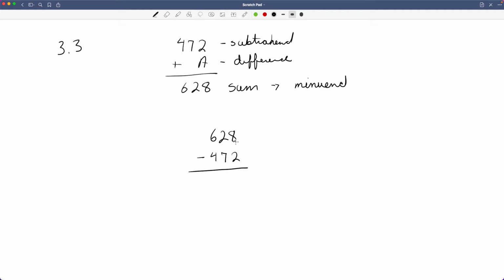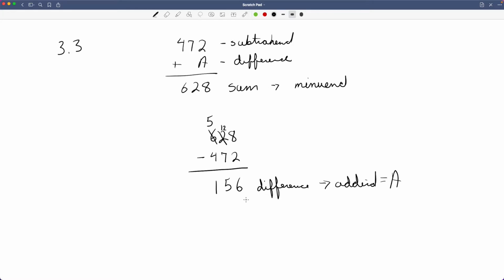So when we subtract, we find that 8 minus 2 is 6, and we have to borrow from the 6. That turns into a 5, and this turns into a 12. 12 minus 7 is 5. 5 minus 4 is 1. This is our difference. Our difference becomes our other addend. That's what A is, right? So A was our difference.